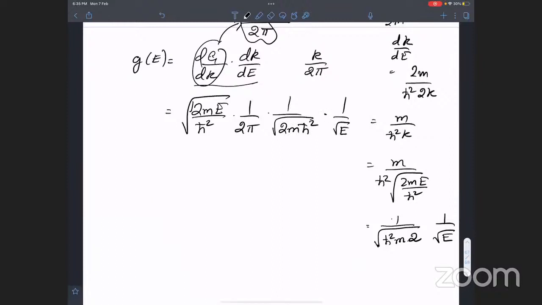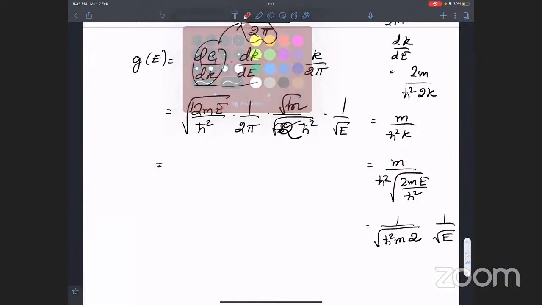Sir, I think root m is in numerator. Yeah, root m will come in the numerator, correct. Yes, root m. 2 is still here, right? So you see E and E cancel out, and root 2 also cancels out.